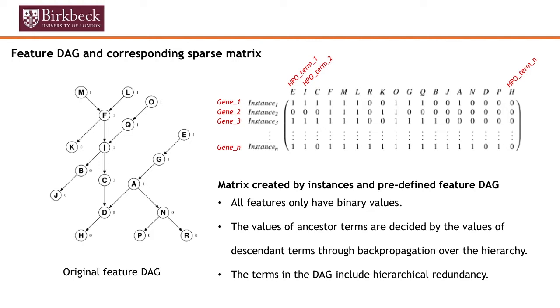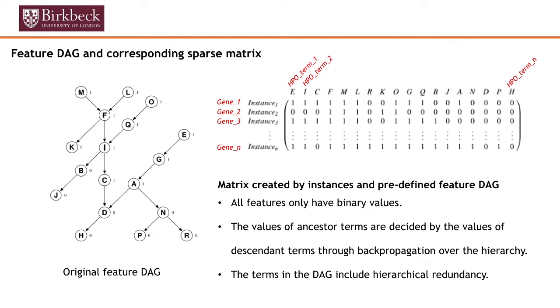For example, look at gene 1. The value of term C equals 1, which means that term C is annotated with gene 1. Then we backpropagate according to the hierarchy, so all the ancestors of term C will have the value equal to 1. For example, the values of terms I, F, M, L, Q, and O all equal 1 because of this hierarchical relationship.